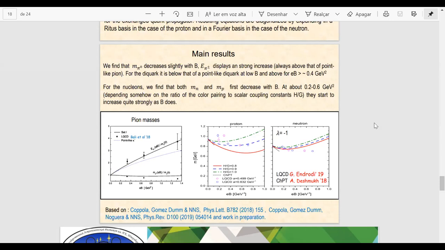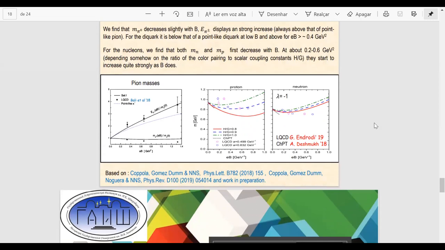Well, for the proton and the neutron, we observe in both cases a decrease of the mass at the beginning, so up to magnetic fields of the order of 0.5 GV squared, the masses of the proton and neutron decrease, and then above that value of the magnetic field, they start to increase. Our results are reasonable, consistent with the lattice QCD results. And that's all I want to say.